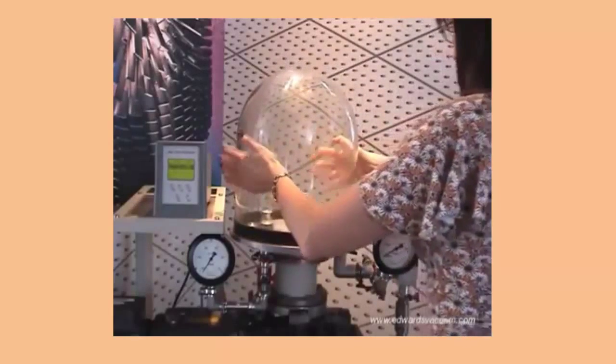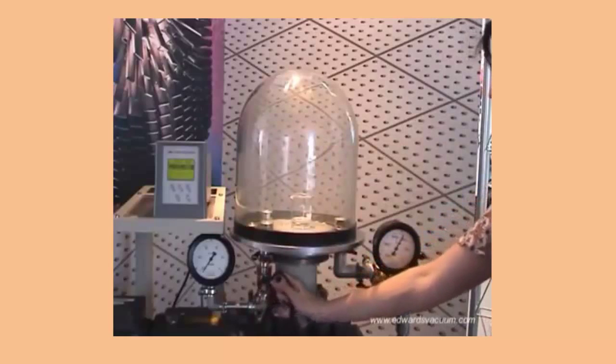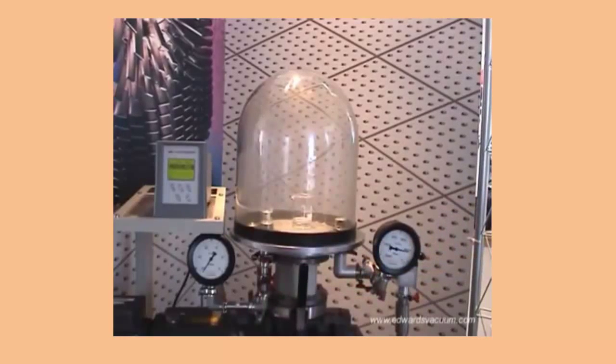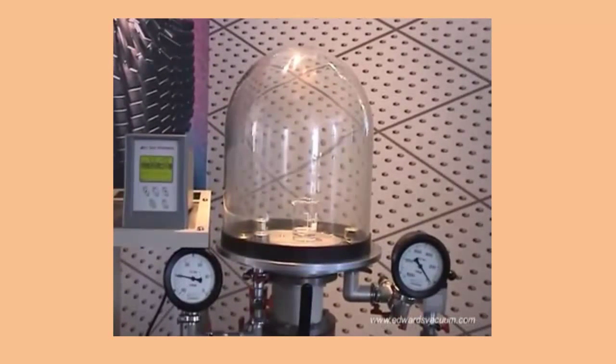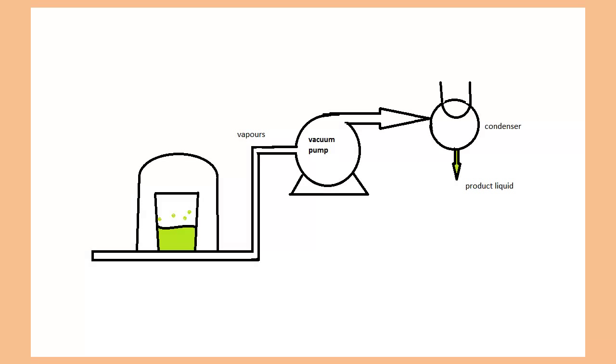The vacuum pump removes air from the bell jar, reducing the pressure. When boiling starts, the water vapors generated are exhausted through the vacuum pump and discharged into the air. To turn this into a distillation operation, a condenser could be connected to the vacuum pump discharge. Ordinary cooling water would be adequate to condense the water vapors.